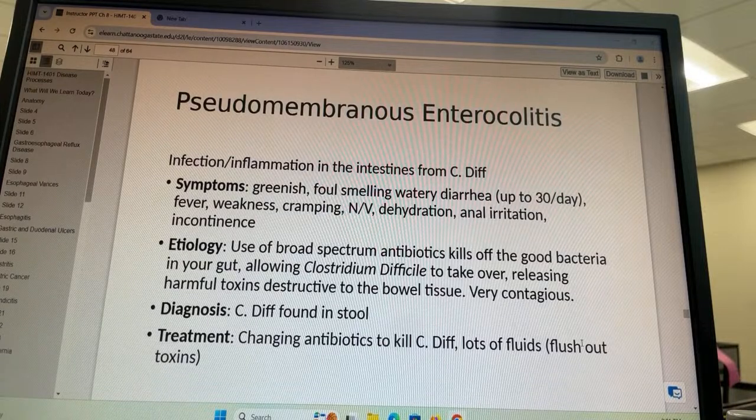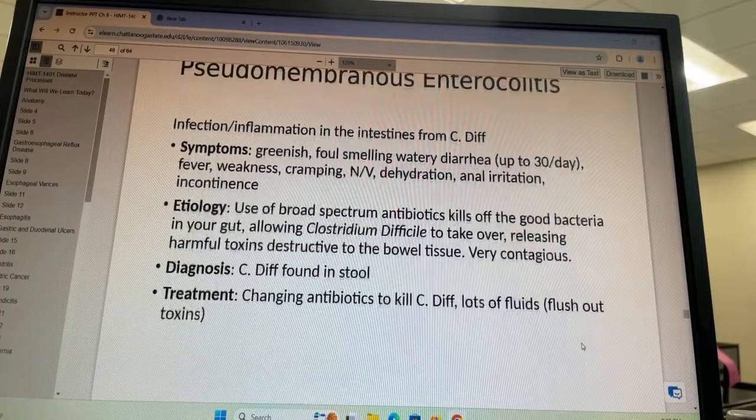Anal irritation, just because when you have a runny nose and you're constantly blowing your nose, your nose gets irritated. Well, imagine out the other end, you're constantly going all the time, the anus is going to get irritated. Obviously, in incontinence, they just can't hold it. It's just constantly coming out of them.